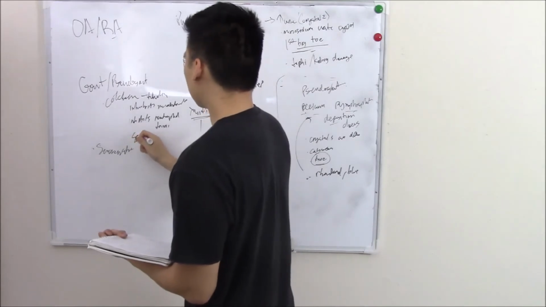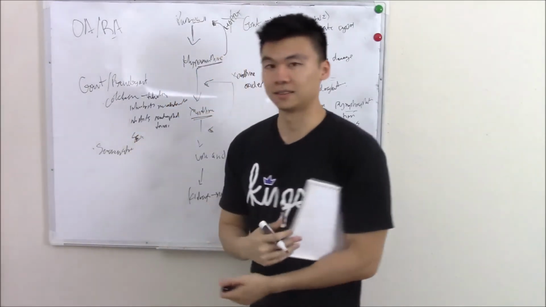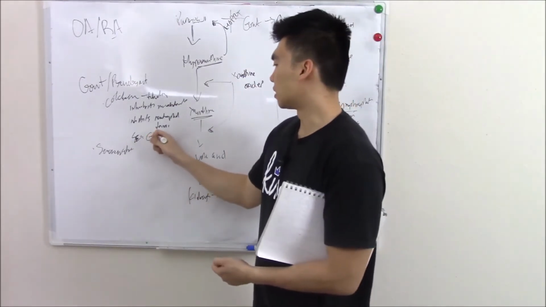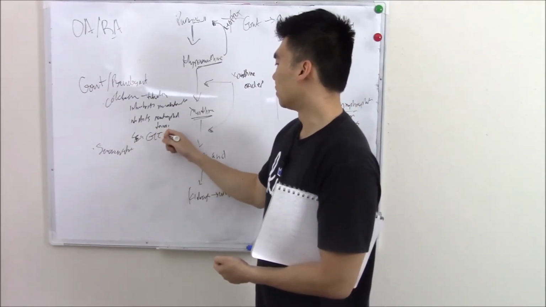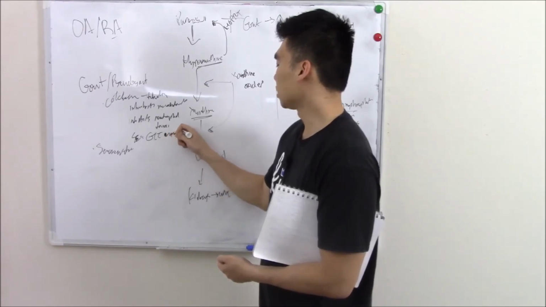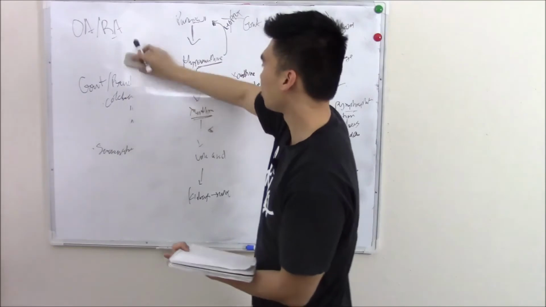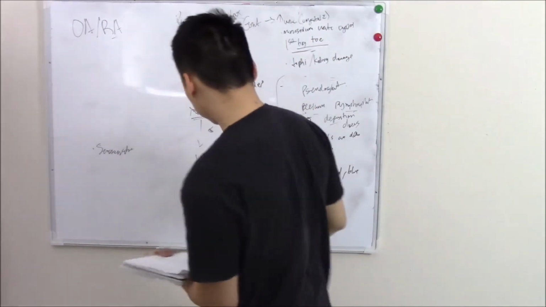Side effects, you can imagine some side effects. You're going to have immunosuppression. Well, that's kind of what you're trying to do. You can also have GIT upset. So if someone comes in, give them colchicine, what are some side effects you're looking for? Immunosuppression, GIT upset. Those are your common denominator drugs, drugs that work on both gout and pseudogout.